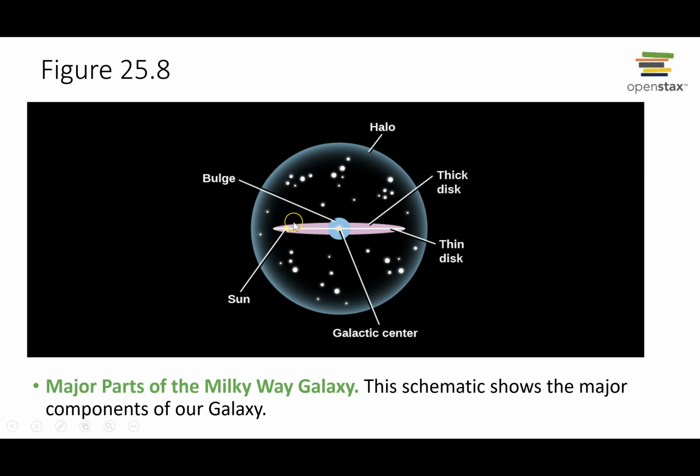So this is kind of what our galaxy looks like. This is the disk of our galaxy, this is the nuclear bulge, this is the halo region. In the halo region we have dark matter.